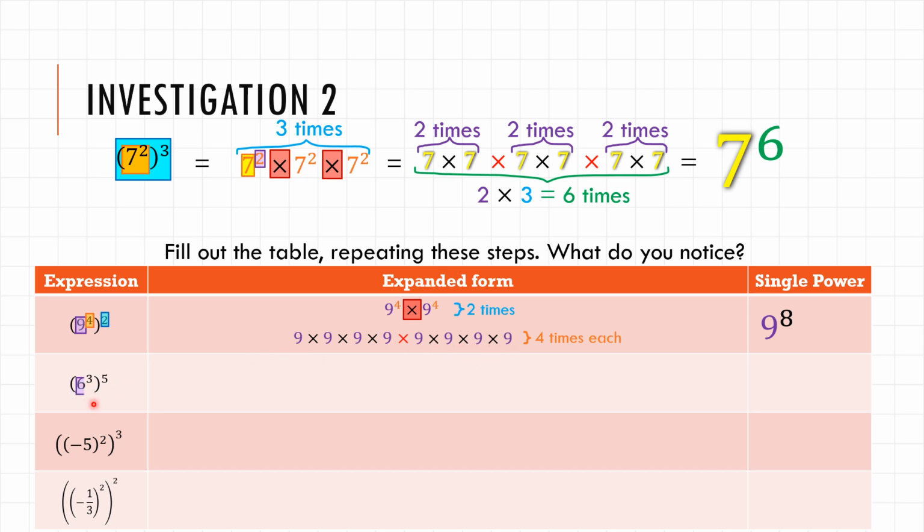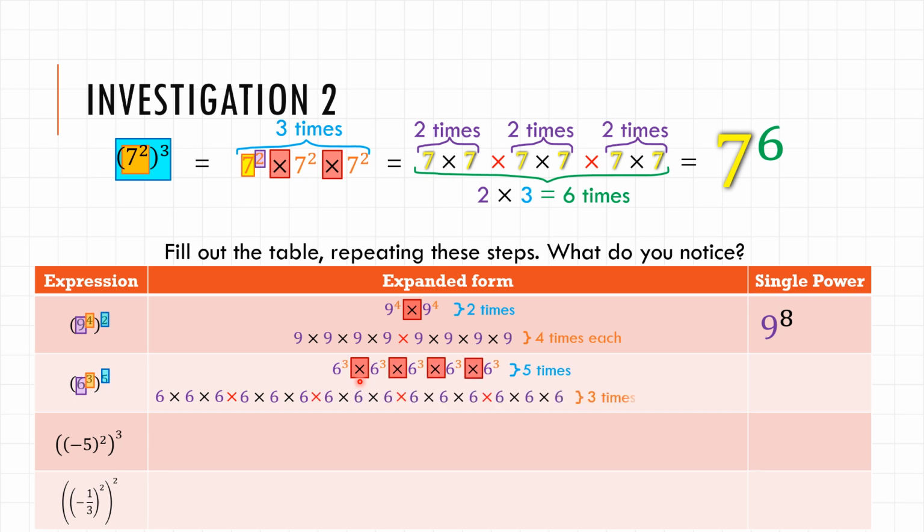Our second row here is 6 to the power of 3, and multiply that by itself 5 times. Each of these powers is actually represented by 6 times 6 times 6, 6 multiplied by itself 3 times. Each of these is being multiplied, and each one is 6 times 6 times 6. So we're multiplying 6 by itself 3 times in each of these 5 groups. And in total, how many do we have? Well, if we have 5 groups of 3, that would be a total of 15 6s.